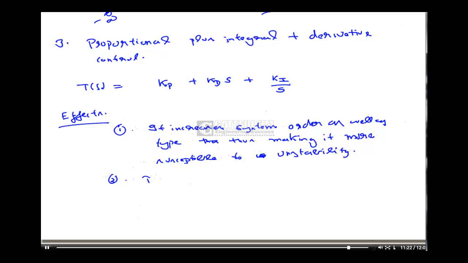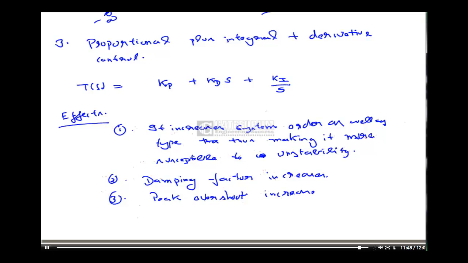Damping factor increases. So some effects of the integral controller and some effects of the derivative controller will both come into this. Peak overshoot increases, which is due to addition of 0. Okay, so these are the effects for the proportional integral derivative controller. Okay, this is about the controllers due to derivative and integration.